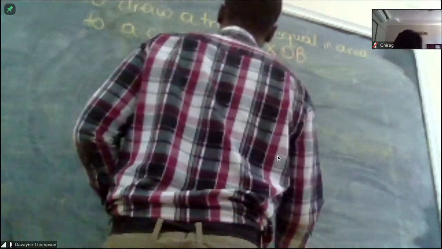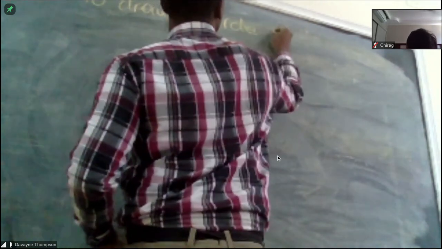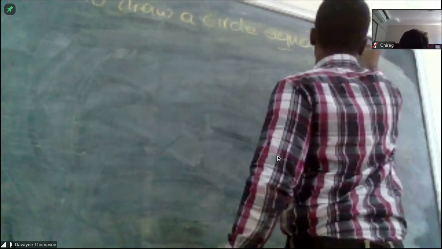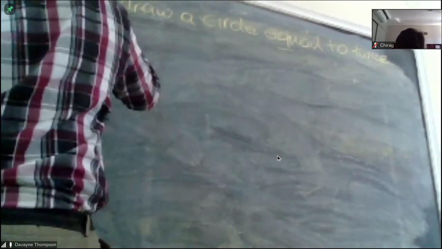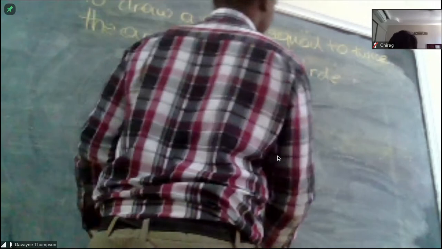Alright, so let's begin. So I'm going to have a topic: to draw a circle equal to twice the area of a given circle.